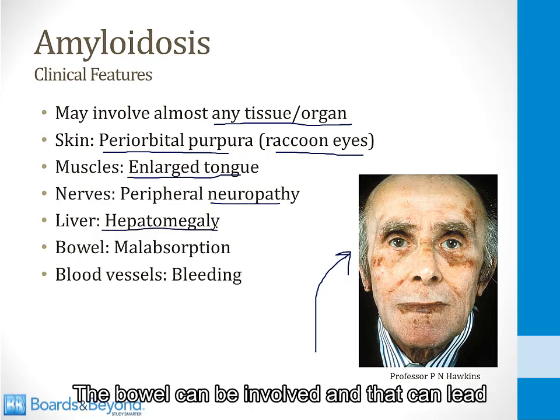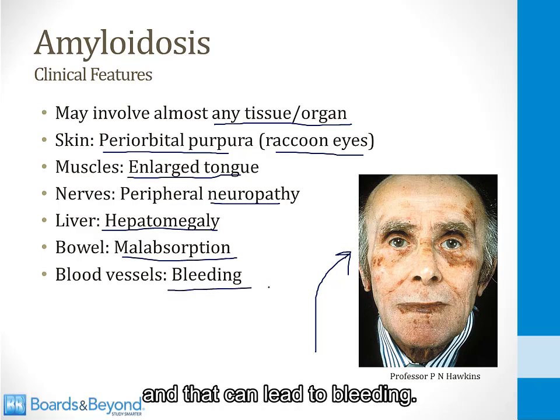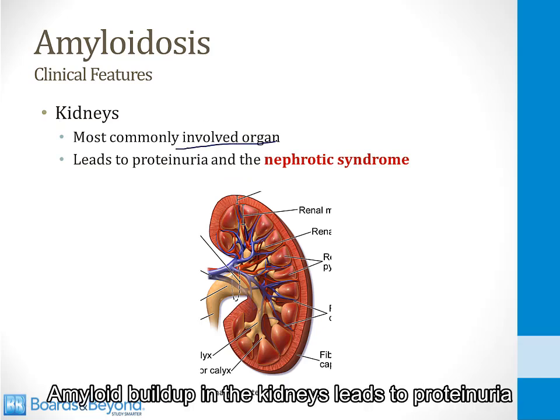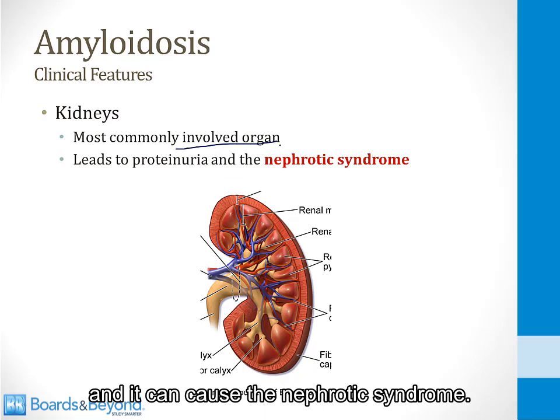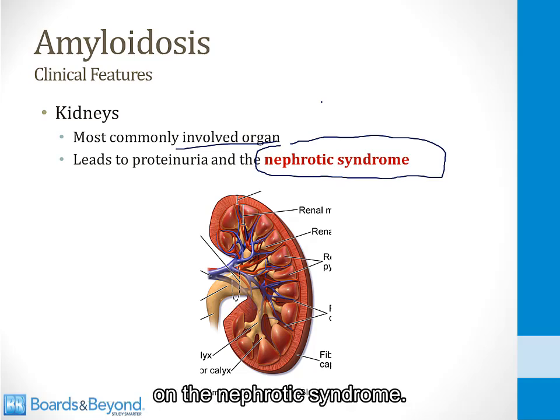The bowel can be involved, and that can lead to malabsorption, and blood vessels can also be involved, and that can lead to bleeding. The kidneys are the most commonly involved organ. Amyloid buildup in the kidneys leads to proteinuria, and it can cause the nephrotic syndrome. I talk about this in more detail in the renal modules on the nephrotic syndrome.